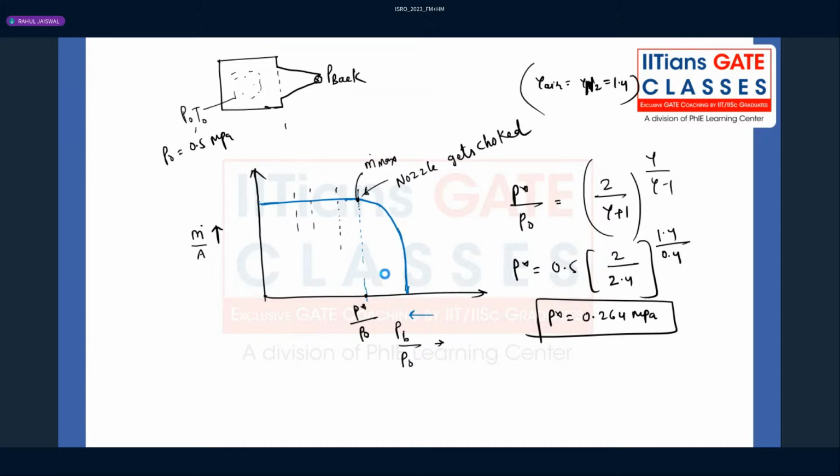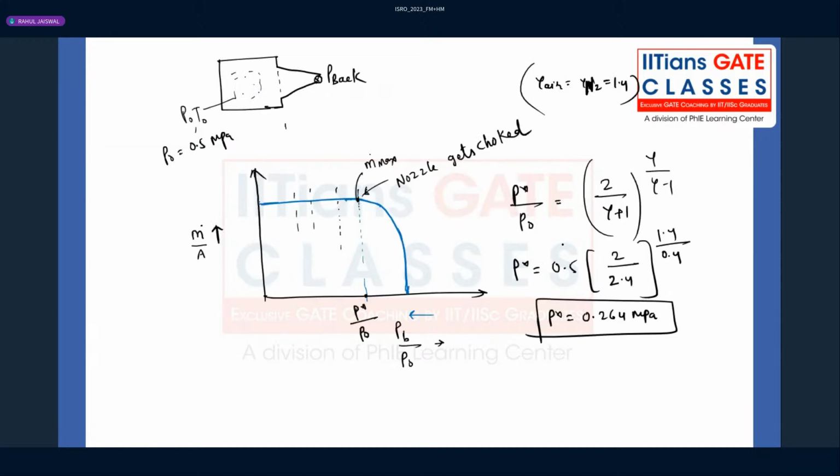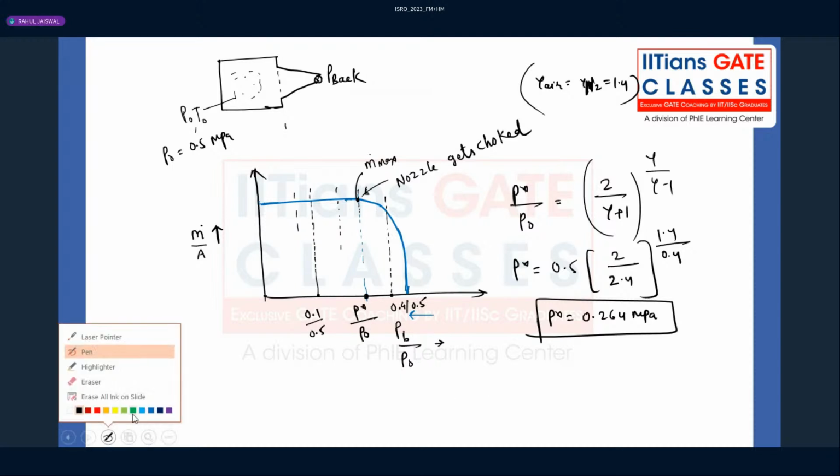Now they are saying that the back pressure has been changed from 0.1 megapascal to 0.4 megapascal. That means 0.1 divided by 0.5 to 0.4 divided by 0.5, somewhere here. Because of this condition, you know that this is a choking condition. Now you have got every point.